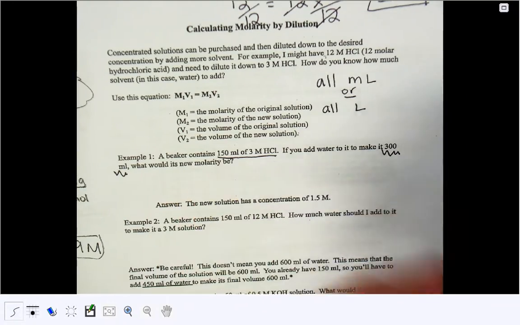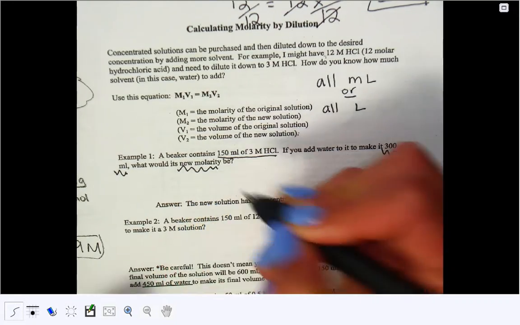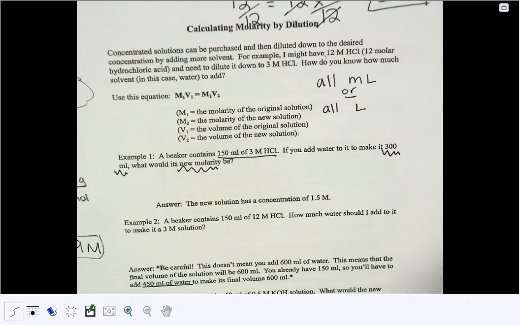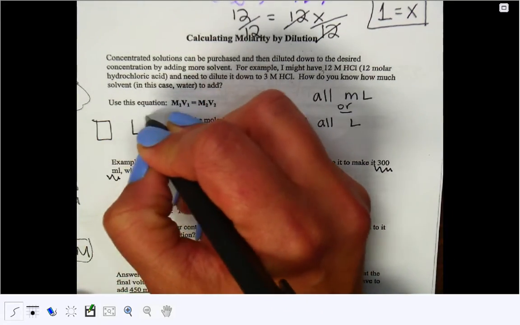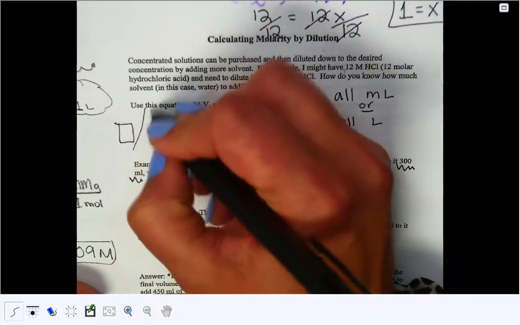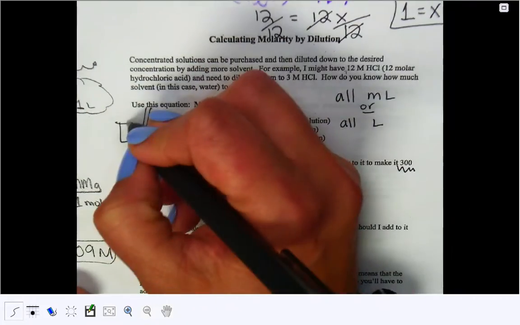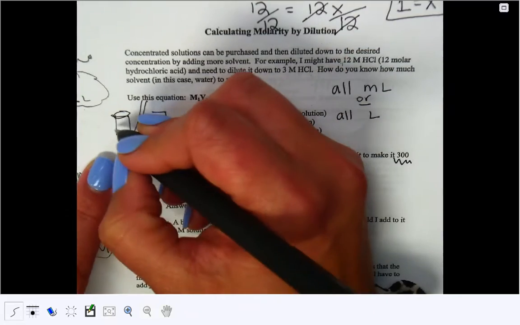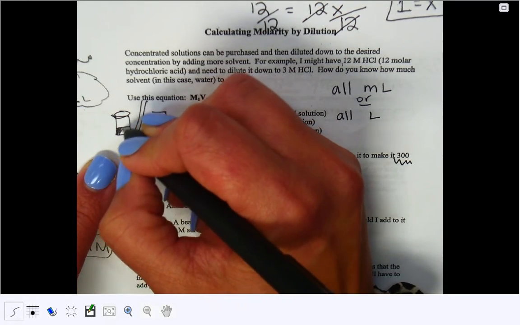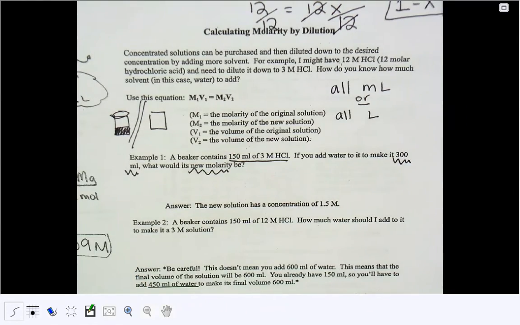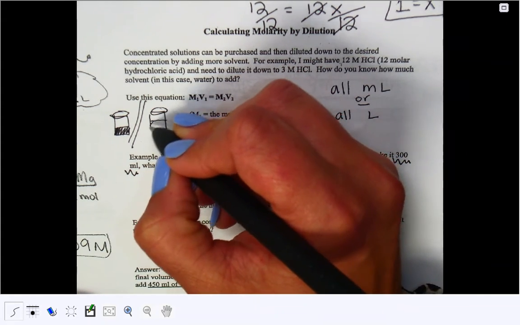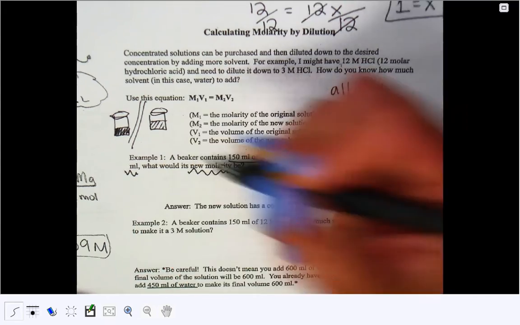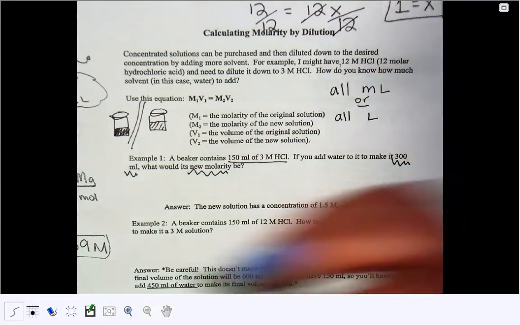What would its new molarity be? So this is now talking about another beaker. So basically what we have here is beaker number 1 versus beaker number 2. Okay, we're talking about a before and after. Beaker number 1 is usually a very concentrated solution. Beaker 2 is usually a very diluted solution. So we start adding water to dilute it down, okay?